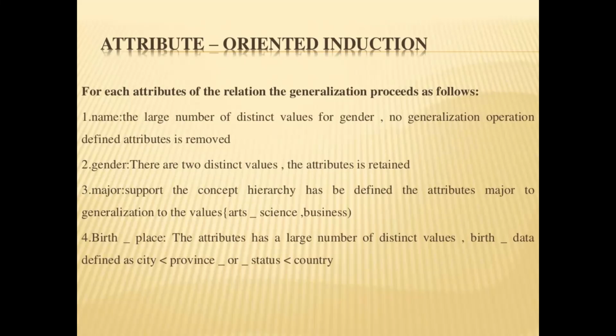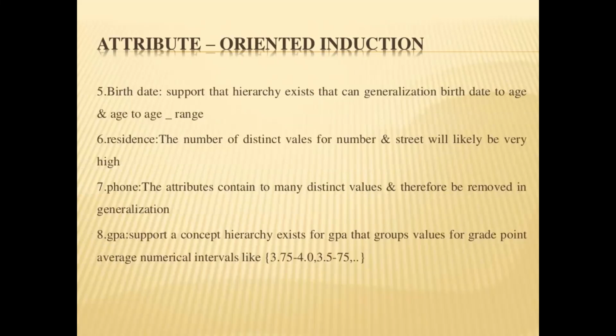Next is birthplace. The attribute has a large number of distinct values, and a concept hierarchy is defined as city, province or state, and country. Next is birth date. Suppose a hierarchy exists that can generalize birth date to age, and age to age range.